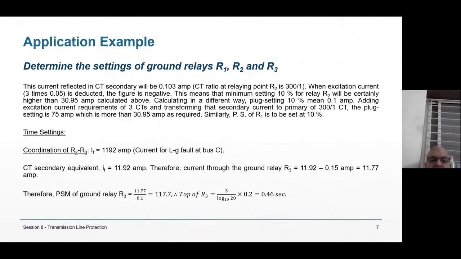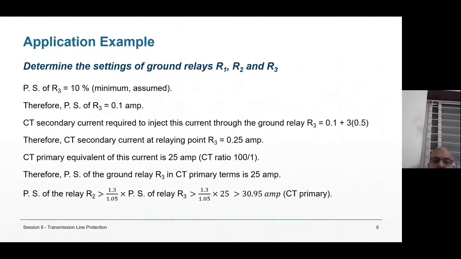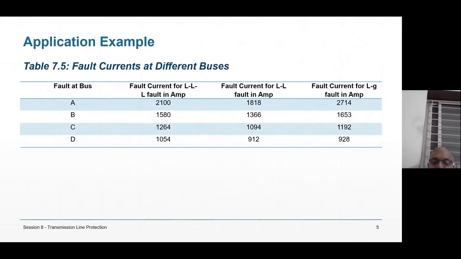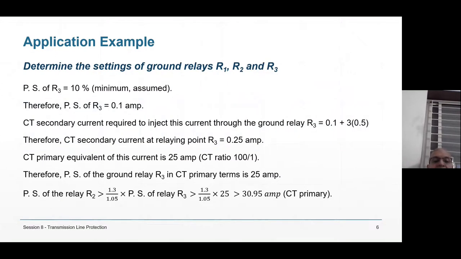Also, we are not yet in the R1. R3 is 11.77 ampere. Now, the time of operation of R3 is 3 into log 20 into 0.2, which gives 0.46. Why are we coming to 0.46? Because we have to go 0.25 advance. 0.25 advance of what? 0.25 advance of R1.